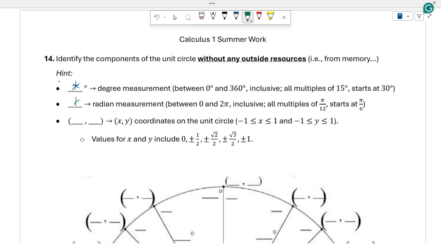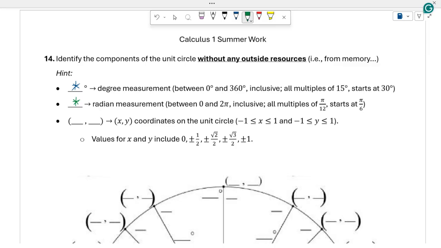Then you've also got the same angles, but this time measured in radians, all right? That's between 0 and 2 pi, again including 0 and 2 pi. All of them are multiples of pi over 12, and the first one after 0 radians is pi over 6.